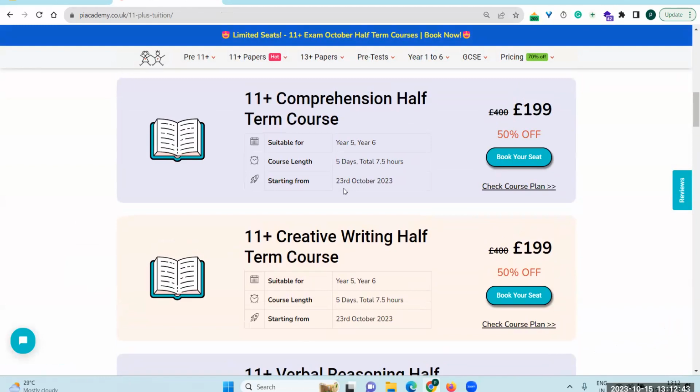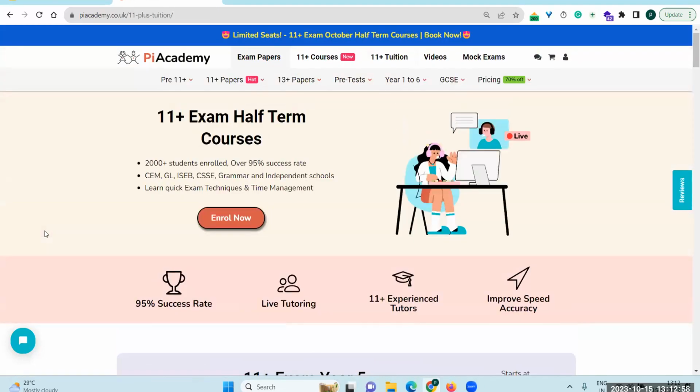So Arnav has a question. Is there any way to strengthen topics, i.e. methods? So assuming this is about 11 plus maths, we generally follow a three-step approach to any 11 plus maths topic.